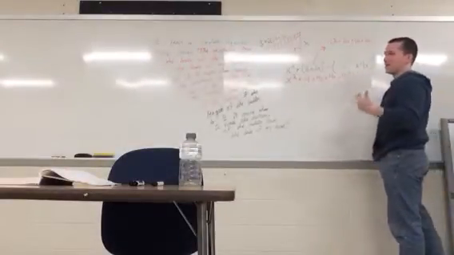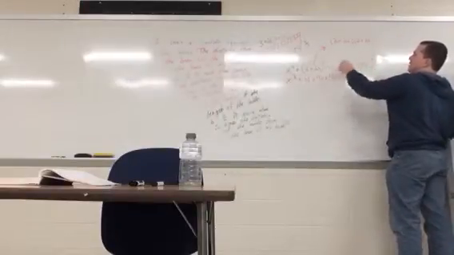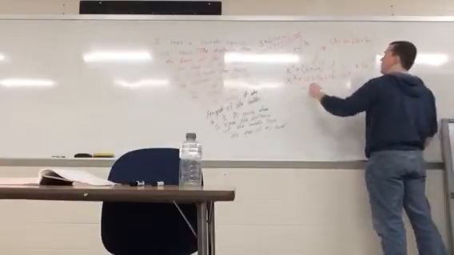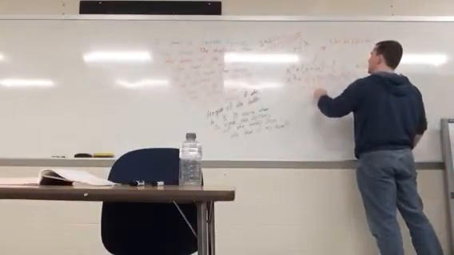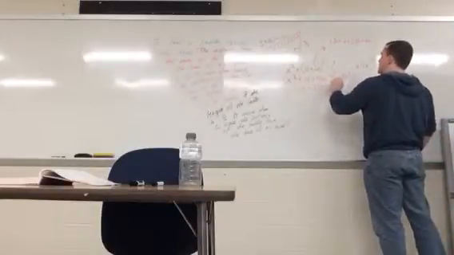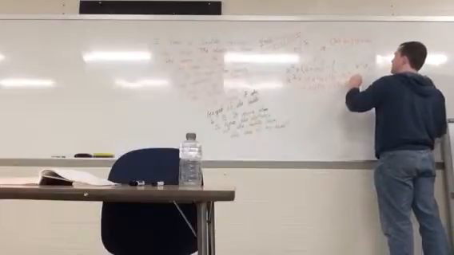Equals, and I'm going to run out of room on the video, so I'm just going to write it down here. Same thing, FOIL here. 7 times 7 is 49. 7 times 4x is 28x. 4x times 7 is 28x. 4x times 4x is 16x squared.